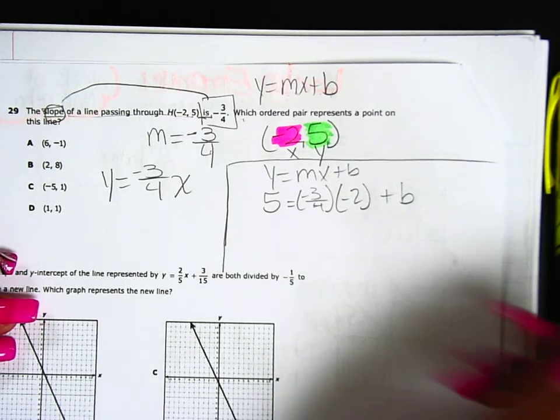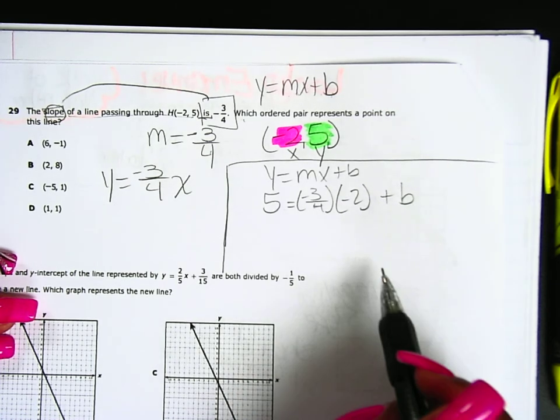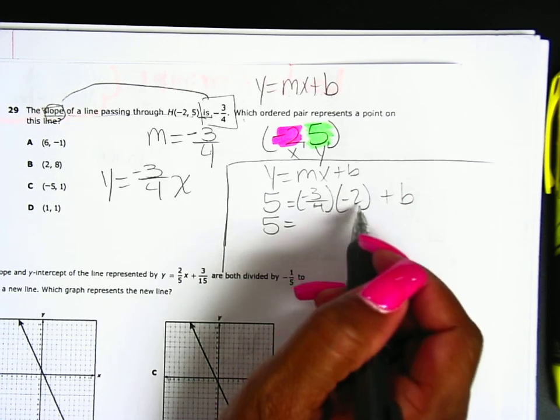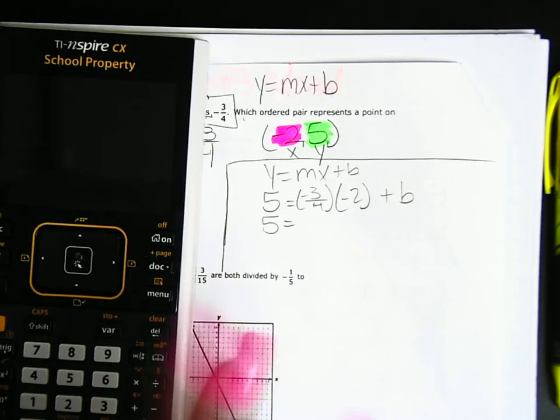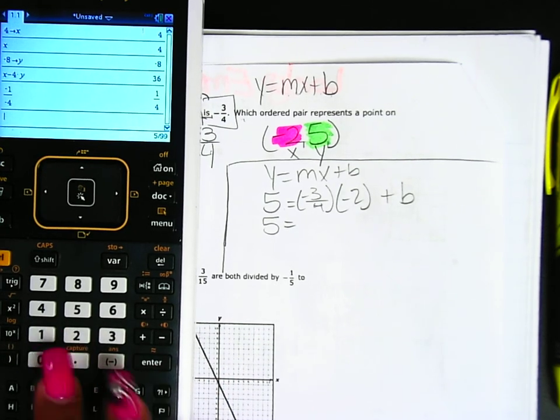You see? I will substitute these values in, then I'm going to solve for B. You'd be like, what would you do first? I'm going to say 5 equals negative 3/4 times negative 2. I'm not scared of that. I'm going to get this calculator. Look, I'm not scared. Okay, I'm going to put these parentheses.